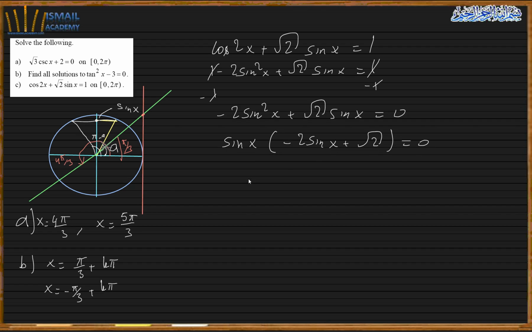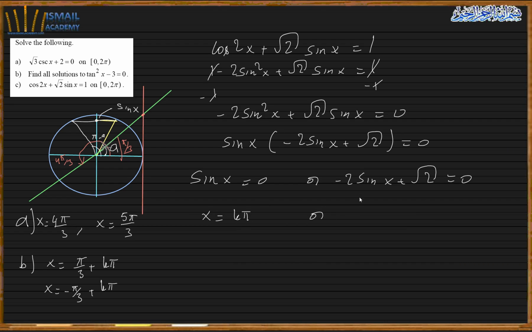So the product of two numbers is 0. That means one of them is 0. So either sine x equals 0, which means that x can be any k pi. So it can be 0, pi, 2 pi, 3 pi, and so on.